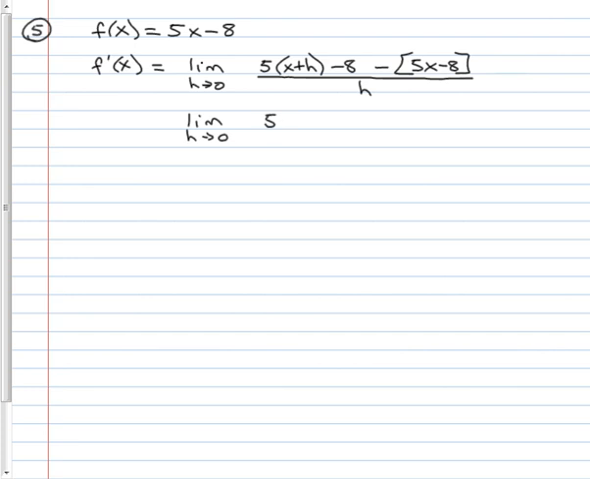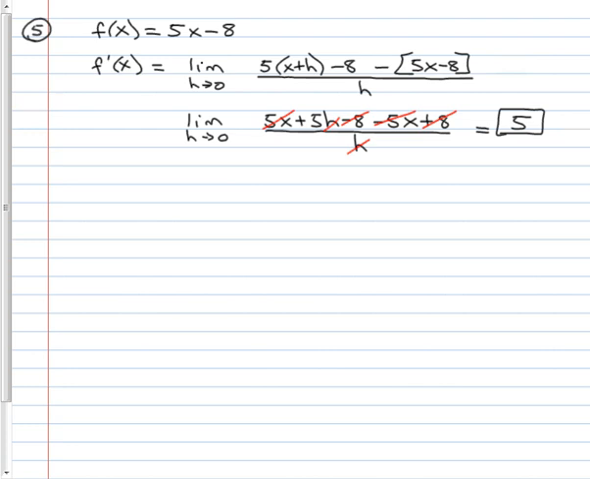Distribute my 5x plus 5h minus 8. Distribute the negative, minus 5x plus 8, all over h. What cancels? 5x minus 5x, negative 8 plus 8, what else? Only 5. And then the h's actually go, and all I have left is 5. The derivative of that equation is 5.